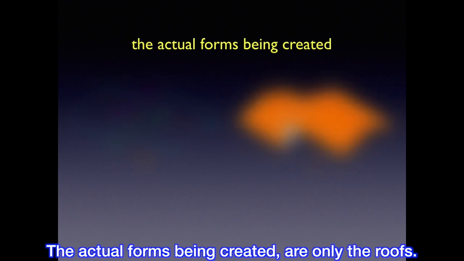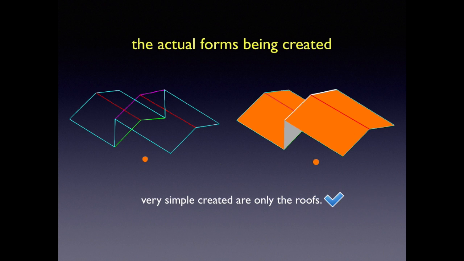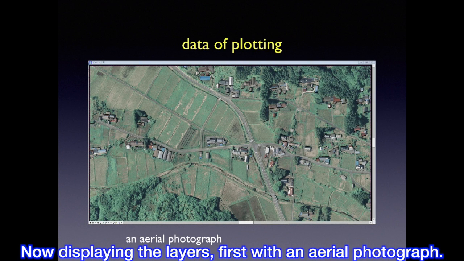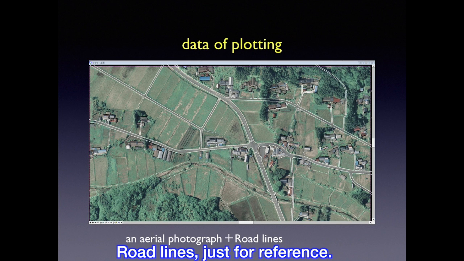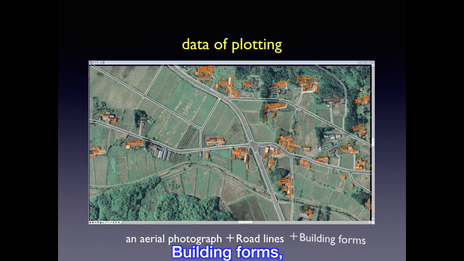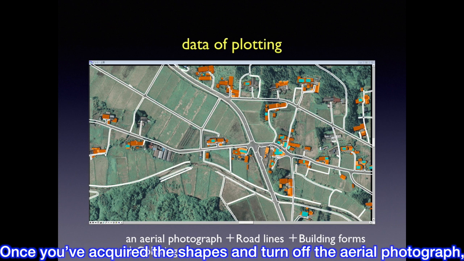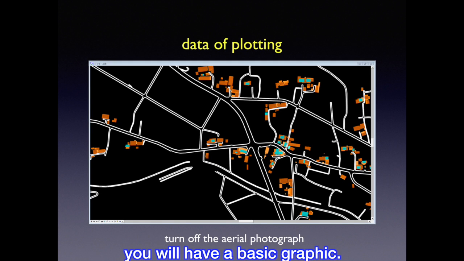The actual forms being created are only the roofs. Now displaying the layers, first with an aerial photograph. Road line just for reference. Building forms. Coloring. Once you've acquired the shapes and turn off the aerial photograph, you will have a basic graphic.